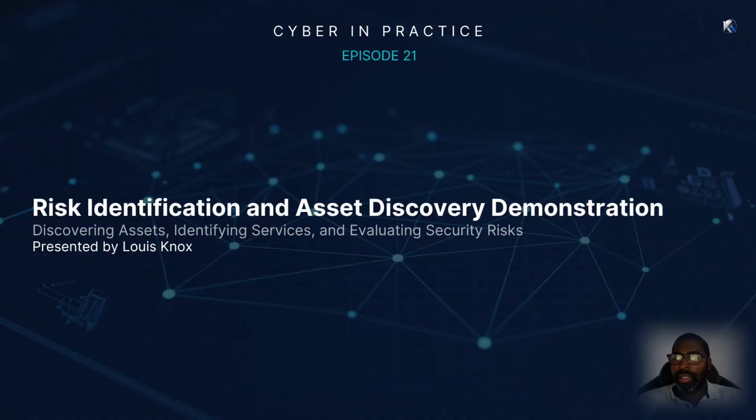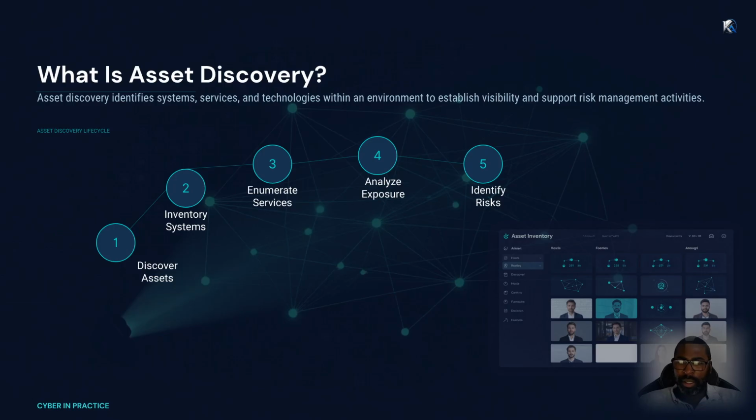I'm Lewis Knox, and in this session, we'll demonstrate how to discover assets, identify exposed services, and evaluate security risk within a controlled environment. These activities provide the visibility needed to understand and manage an organizational attack surface. What is asset discovery? Asset discovery is the process of identifying systems, services, and technologies within an environment. Throughout the lifecycle, we progress from discovering assets to inventorying systems, listing services, assessing exposure, and pinpointing risk. Each step builds the visibility needed for effective security management.